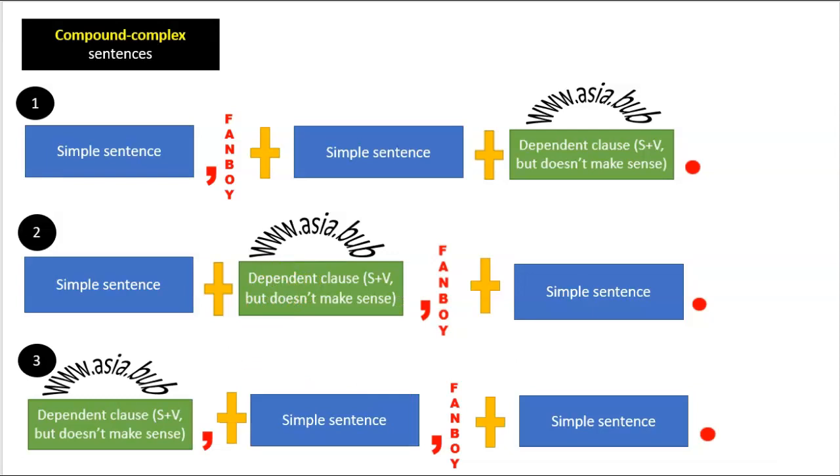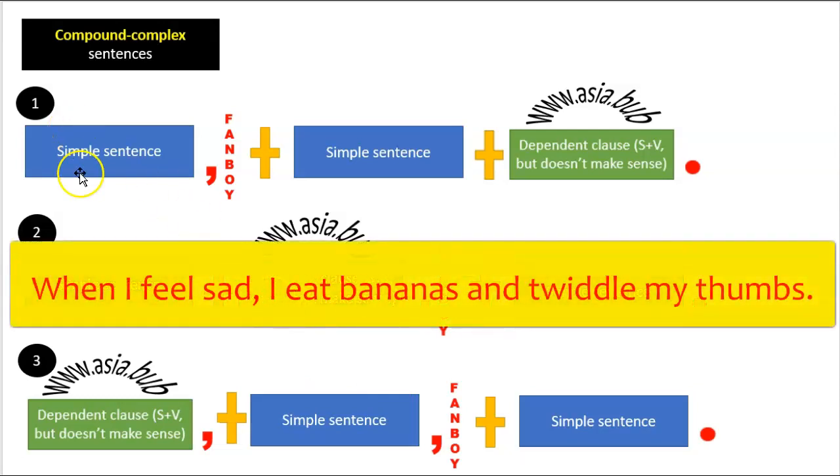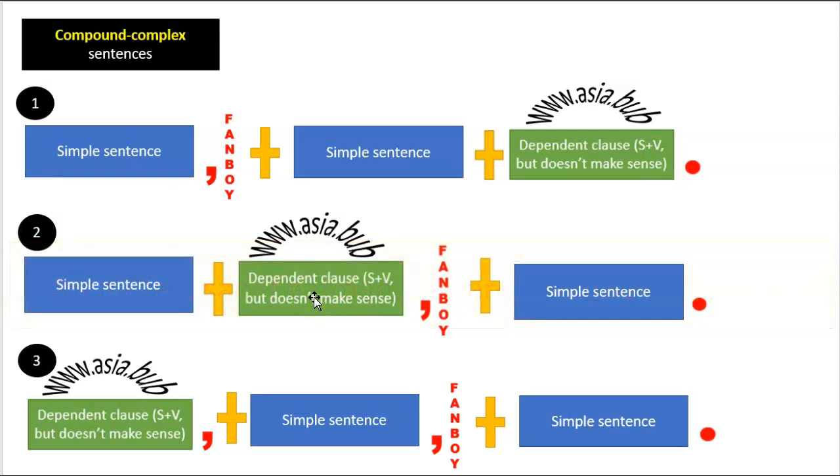And the last way to do it, same exact clauses: you can say, "I eat bananas and I twiddle my thumbs when I feel sad." Or, "I eat bananas when I feel sad and I twiddle my thumbs." Or, "When I feel sad, I eat bananas and I twiddle my thumbs." Don't overthink it, but try to follow these rules. Hopefully this was helpful.